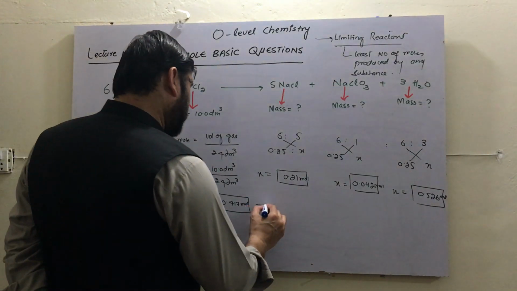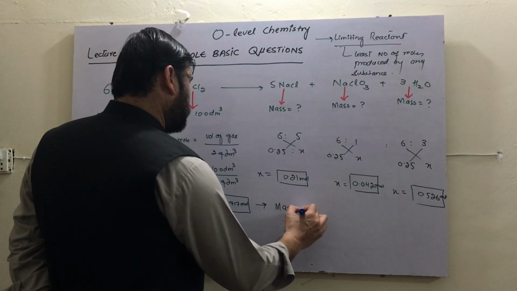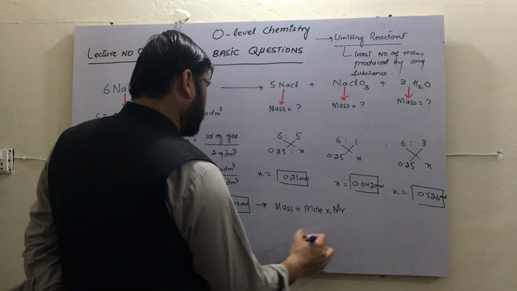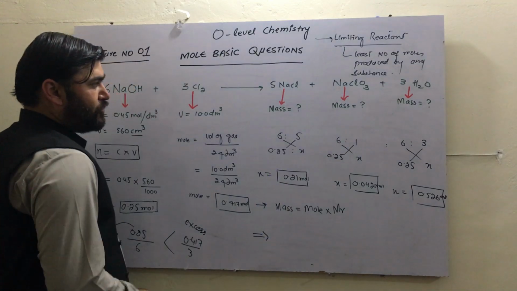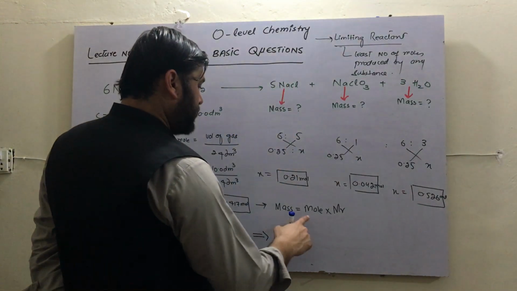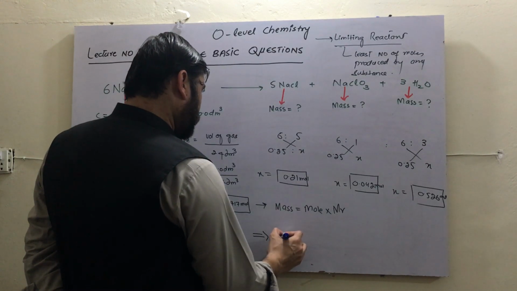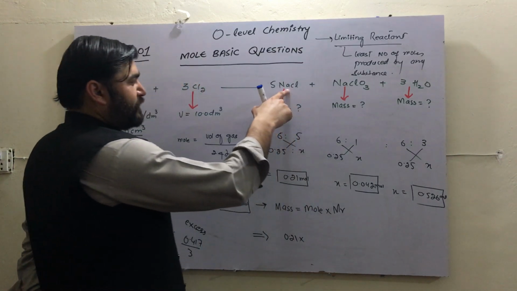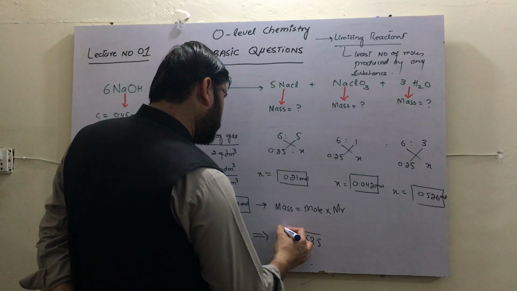The best formula for all of these: mass is equal to moles into molar mass, for all these. So now what is the molar mass of NaCl? 23 plus 35.5. So mass is, of course, mole 0.21 multiplied by 58.5, which will be the molar mass.